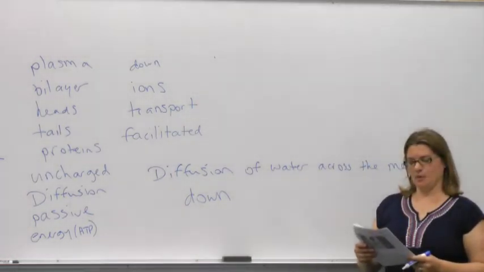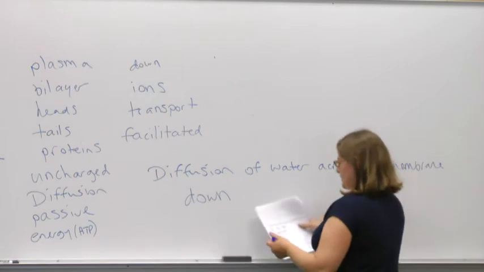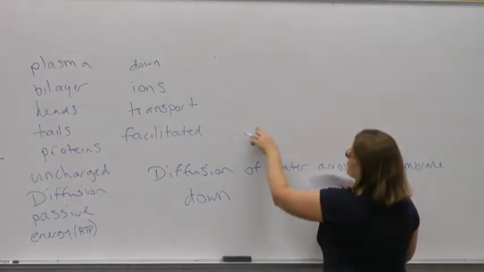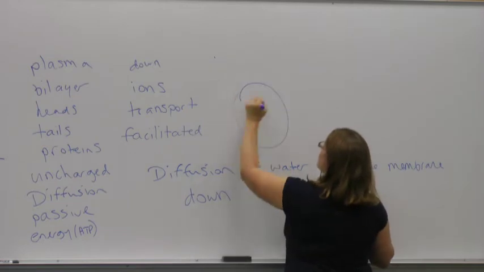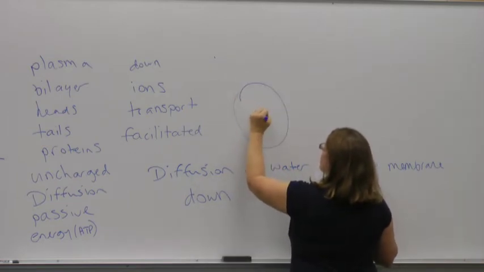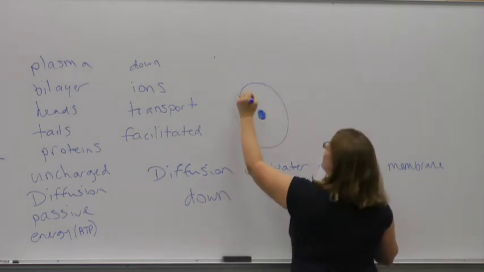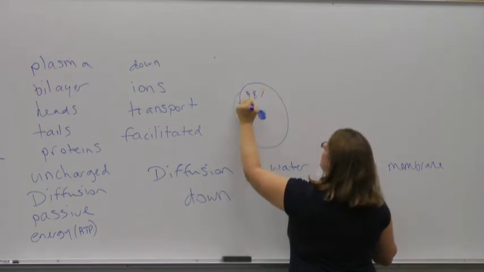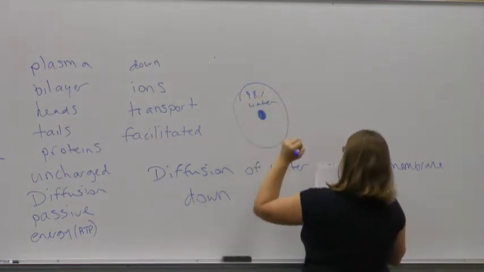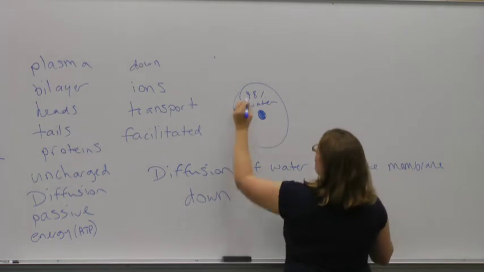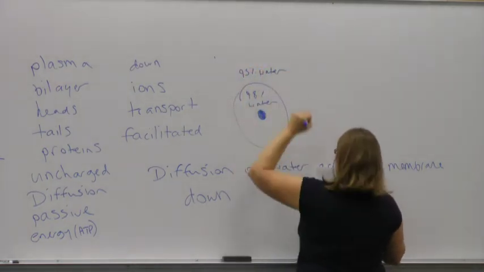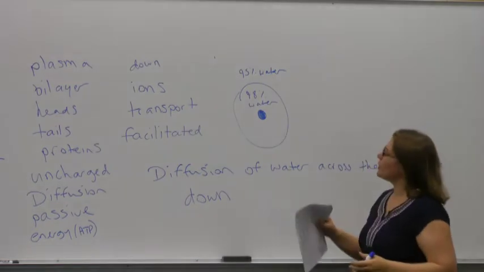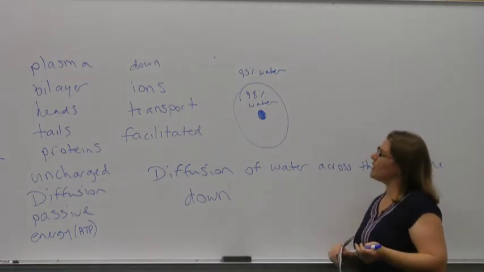Okay? So we have some pictures here of cells, and we have to figure out which way the water is going to go. So in this cell, this is the nucleus, that's what that little circle is in the middle. And the cell is 98% water, okay? And the outside environment is 95% water. So which way is the water going to go? Into the cell or out of the cell?